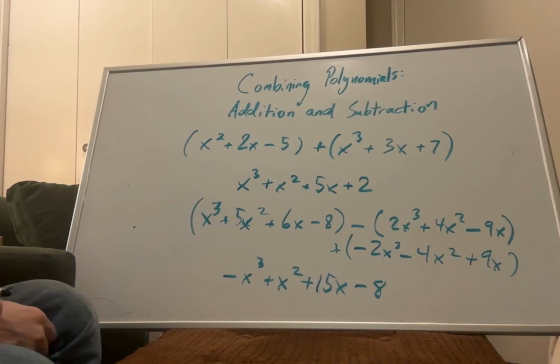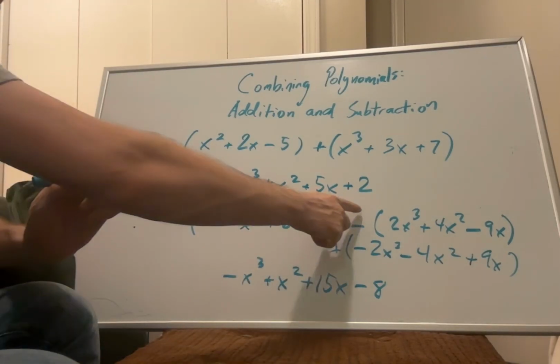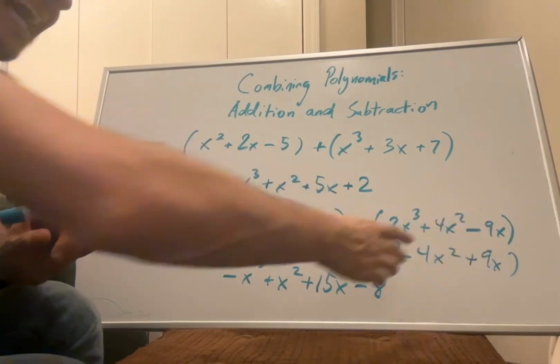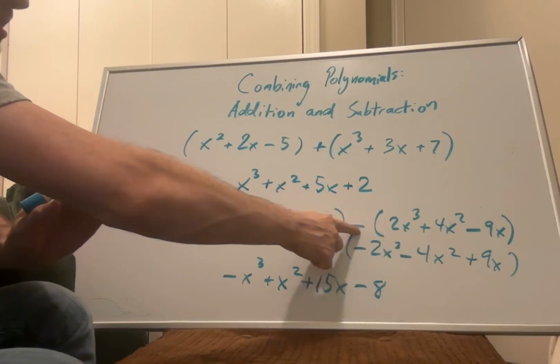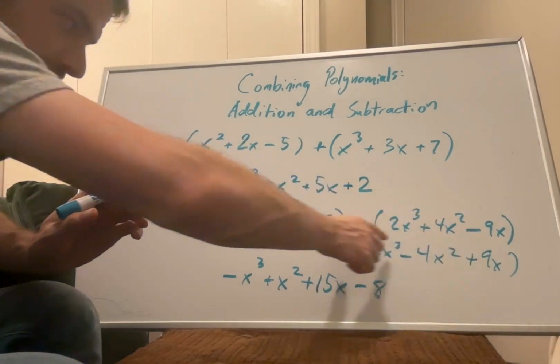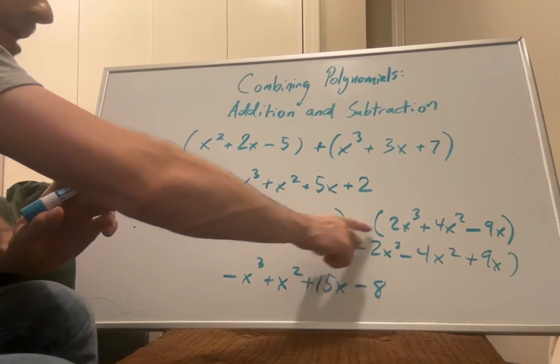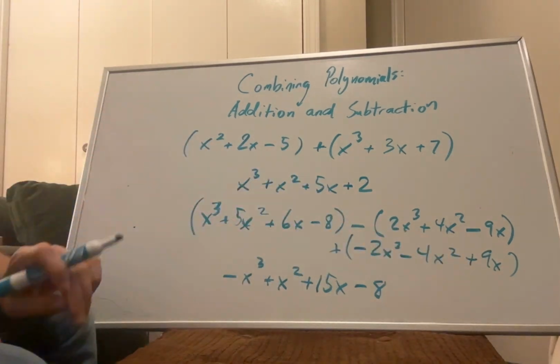And just as a quick reminder, always be careful when we're performing subtraction. When we're subtracting an entire polynomial, we want to make sure we're applying this subtraction to each term inside, and always making sure to note that a minus negative will become a plus.